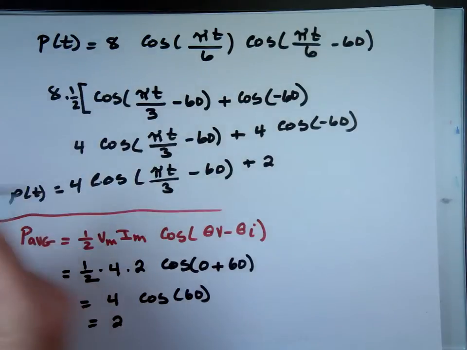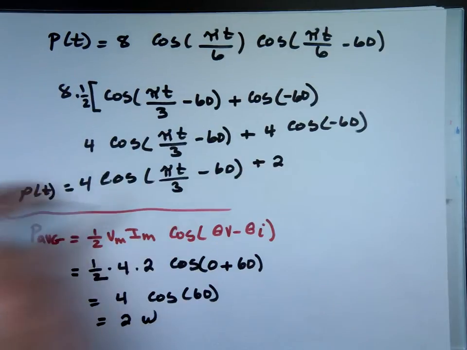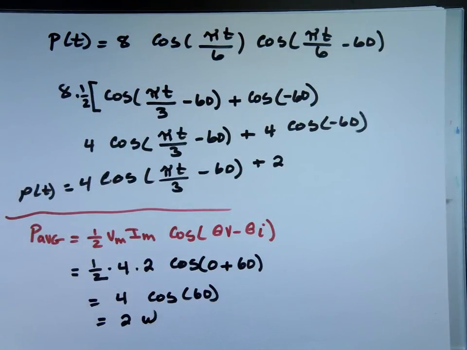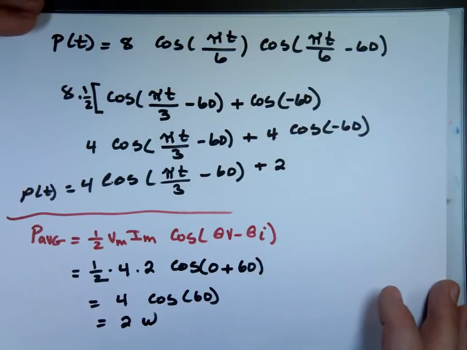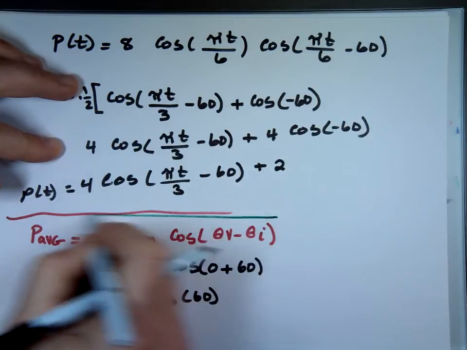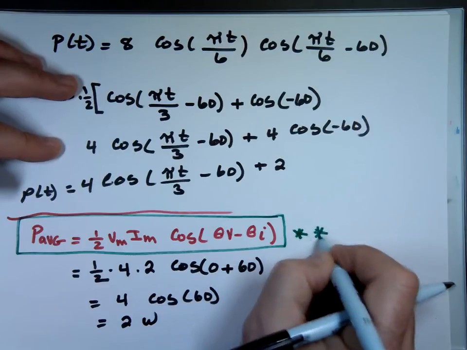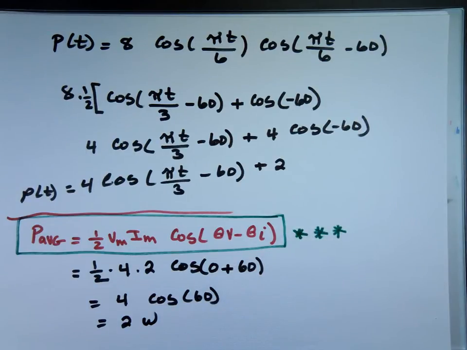And the units for power is always what? Watts. So the average power is 2 watts. The instantaneous power depends on what time you look at it. That equation, we use it all the time. Average power. I'm going to put a box around it. That's a heavily used one. Asterisk there. 1/2 V max I sub max cosine theta V minus theta I.